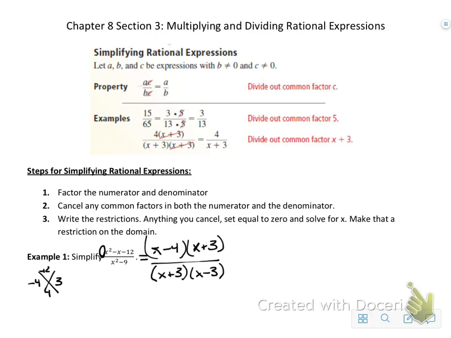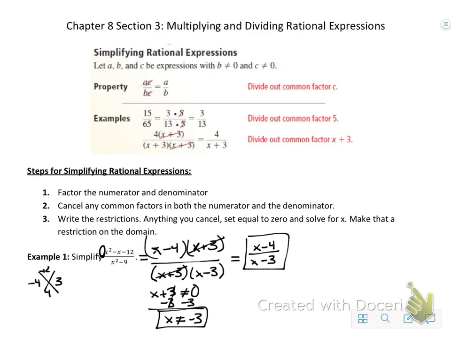And so we factored. But now we can cancel, because the x plus 3 on top and the x plus 3 on the bottom are exactly the same. However, you instantly have to take that x plus 3, say that it cannot equal 0, and solve for x. So we subtract 3, and x cannot equal negative 3. That's a restriction on our domain, because we cannot have the denominator equal to 0, and if you forget about it later on, that would be a very bad thing. So we end up with x minus 4 over x minus 3. And that's the other part of our answer.